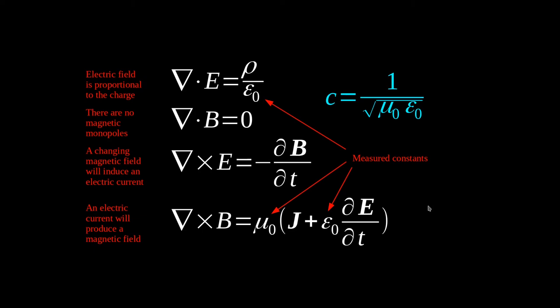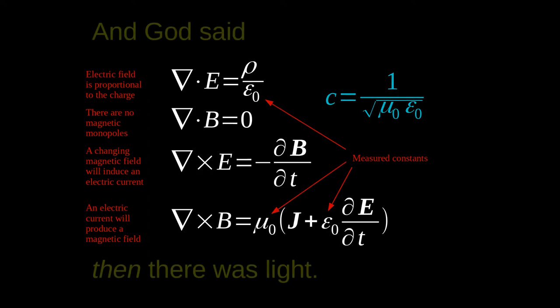And if you plug in the measured values for these constants, he discovered that the speed that this wave was travelling, c, was about 300,000 kilometres per second, which you may remember is the same as the measured speed for light. In effect, what Maxwell had done here, he has predicted the existence of light, or in more general electromagnetic waves, from first principles.